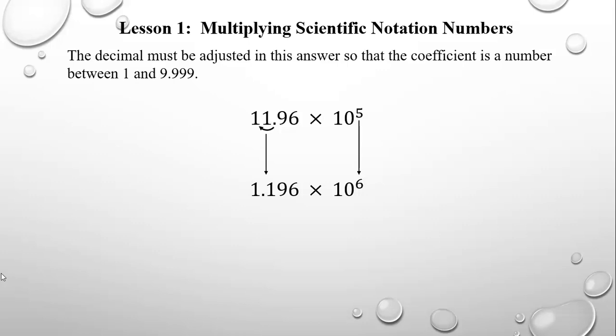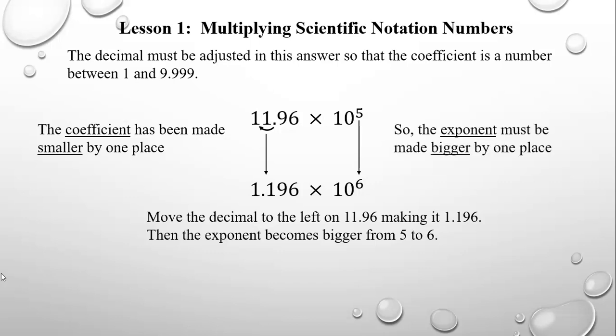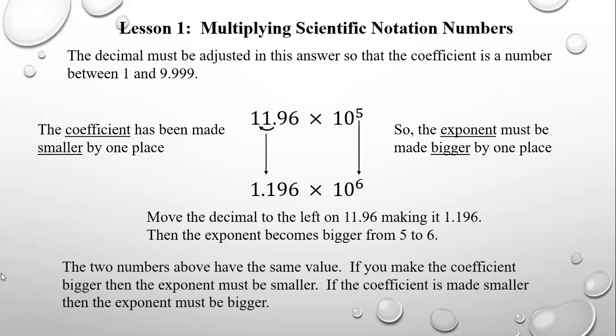So the way to think of it is, if you make the coefficient smaller, you need to make the exponent bigger. You need to compensate for that. So move the decimal to the left on 11.96, making it 1.196. Then the exponent becomes bigger from 5 to 6. The coefficient has been made smaller by one place, and so the exponent must be made bigger by one place. The two numbers above have the same value. If you make the coefficient bigger, then the exponent must be smaller. If the coefficient is made smaller, then the exponent must be made bigger.